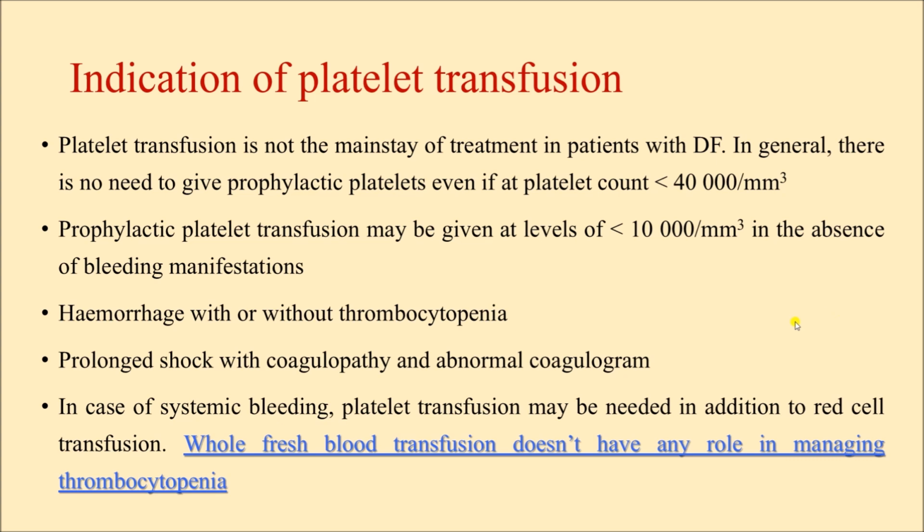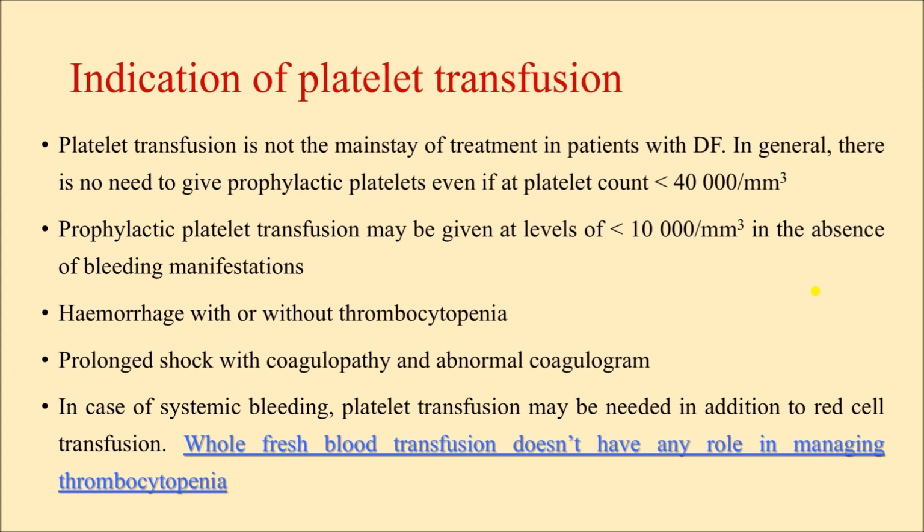It is never the mainstay of treatment in a case of dengue fever. In general, even if the platelet count goes below 40,000 per cubic millimeter, there is no indication of prophylactic platelet transfusion. So the patient does not need platelet transfusion. If there is any hemorrhage or bleeding manifestation, irrespective of the platelet count, the patient needs platelet transfusion. Also, even if there is no hemorrhage, but the platelet count has gone lower than 10,000 per cubic millimeter, even in that case, the patient needs platelet transfusion.